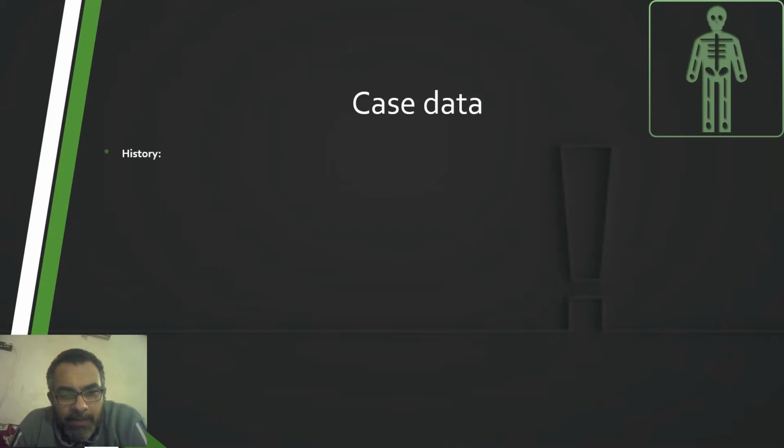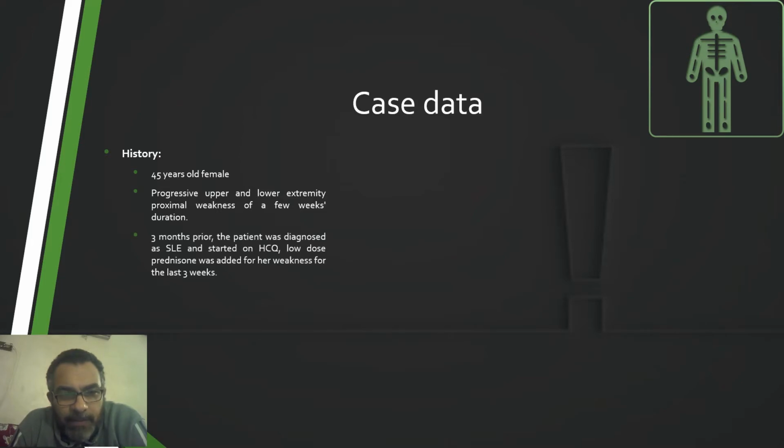Case data: 45 years old female complaining of progressive upper and lower extremity proximal weakness of a few weeks duration. 3 months prior to this condition, the patient was diagnosed as systemic lupus erythematosus and started on hydroxychloroquine, and low-dose prednisolone was added for her weakness for the last 3 weeks.